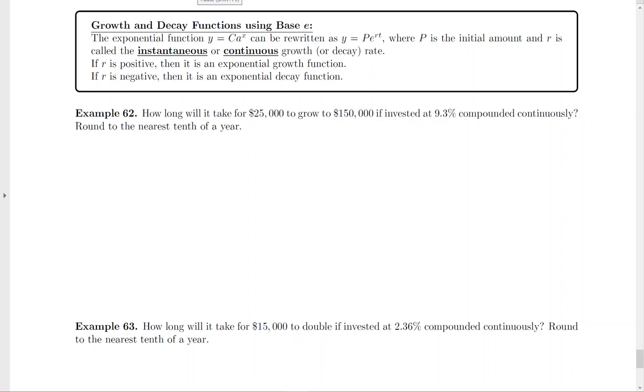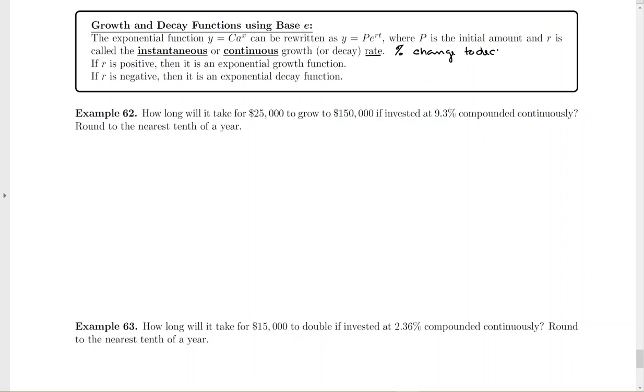Another way to consider a growth and decay function using base e is given here, and it can be rewritten. We're not going to go through the derivation of it, but it can be rewritten as y equals Pe to the rt. P is the initial amount, r is the instantaneous or continuous growth or decay rate. So we use the word rate. Remember, that's a percent that we're going to change to a decimal.